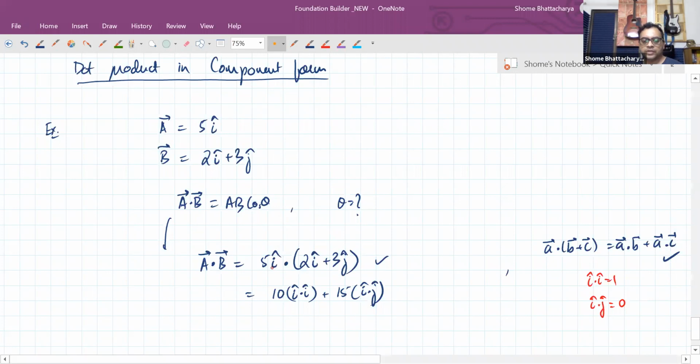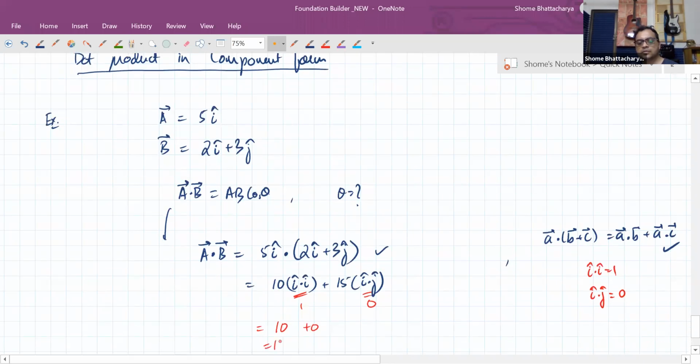Okay, so next we'll substitute i cap dot i cap as 1 and i cap dot j cap as 0. So this is becoming how much? 10 plus 0. So the answer is 10. Finally my a dot b for this particular case, where a was 5 i cap and b was 2 i cap plus 3 j cap, is coming out to be 10.